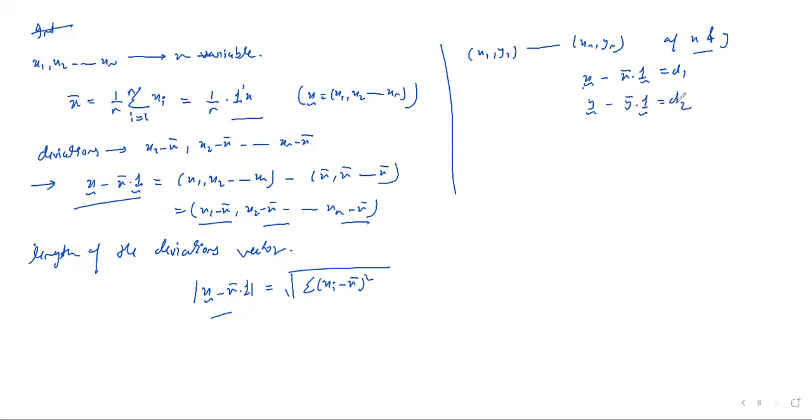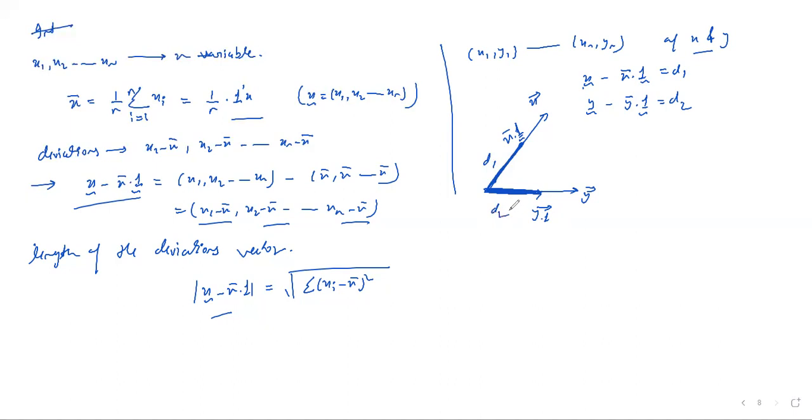Okay, which is my deviation d2. Let's see it like this. This is my vector y and this is my another vector x. And the deviation of these vectors, which is x minus x1 and y minus y1, can be written as y minus y bar times 1, and x minus x bar times 1. This is the difference between these two vectors, d1 and d2.